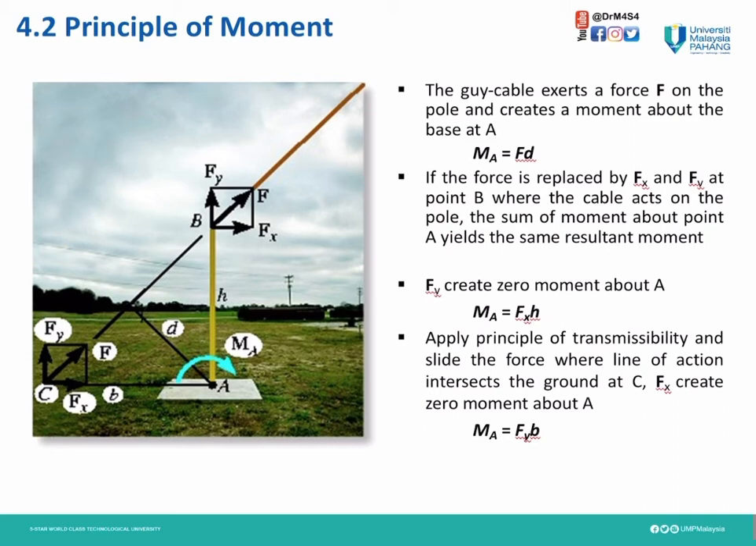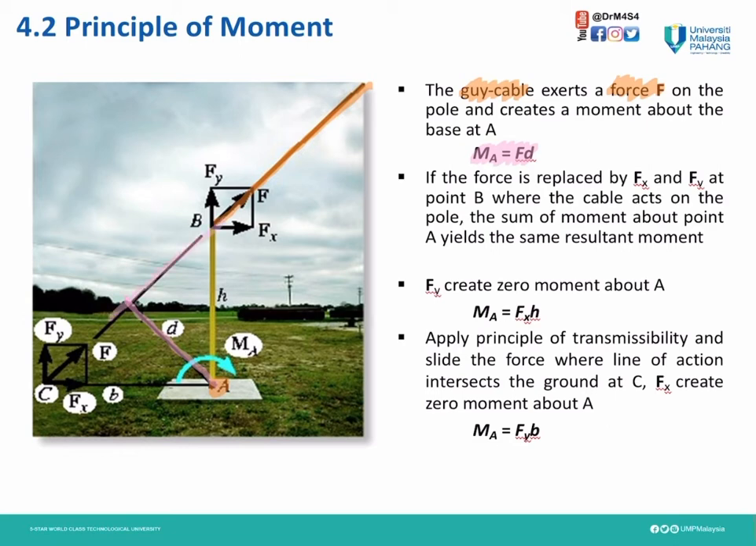For the guide cable, as you can see here, this is the guide cable. It exerts a force of F on the pole. Therefore, it creates a moment at the base A. So to find the moment about A is F times D, where D is the perpendicular distance between F and A.